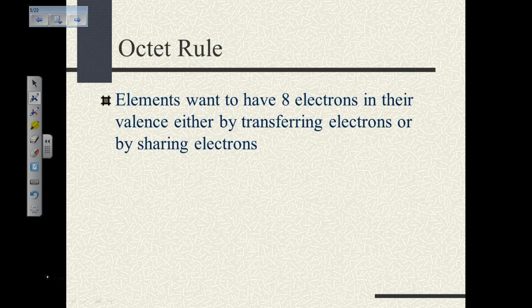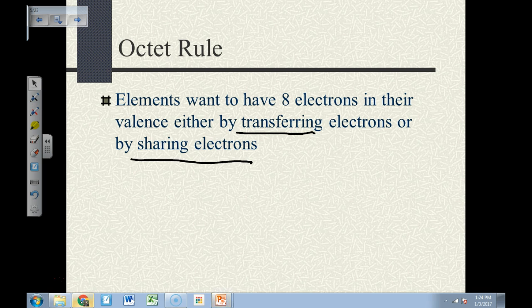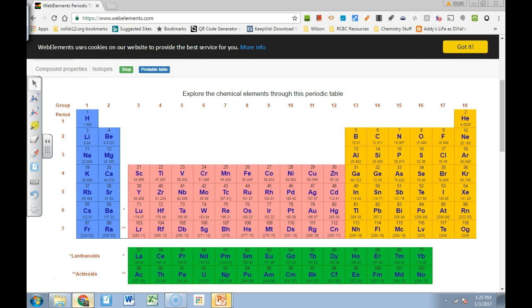Hey everybody, just wanted to spend a little bit of time talking about the Octet Rule. And this rule is one of the governing principles that helps us determine Lewis dot symbols and Lewis dot structures. What the Octet Rule basically says is that because of the electronic structure of an atom, elements typically want to have 8 valence electrons, either by getting rid of or gaining electrons by transferring them, or by sharing them. So this is shown pretty straightforwardly if we look at a periodic table.